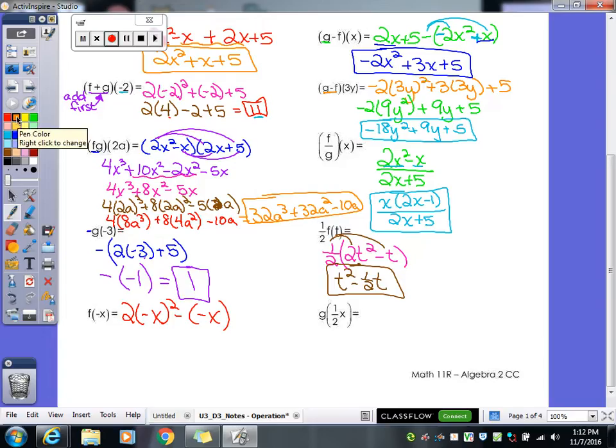So what happens to our negative x when we square it? Turns it to a positive x squared. So we have 2x squared here. And then minus a negative turns it to plus x. So 2x squared plus x.